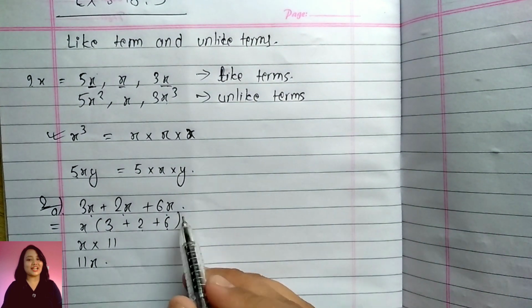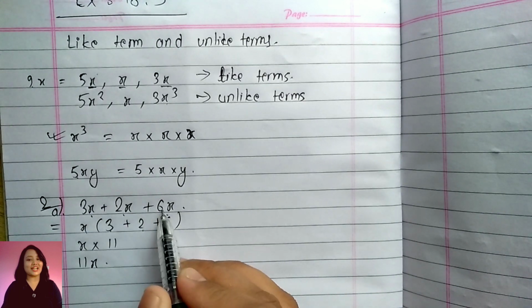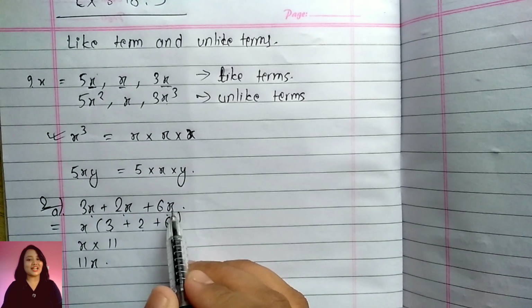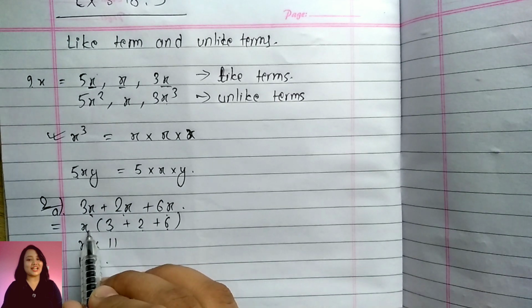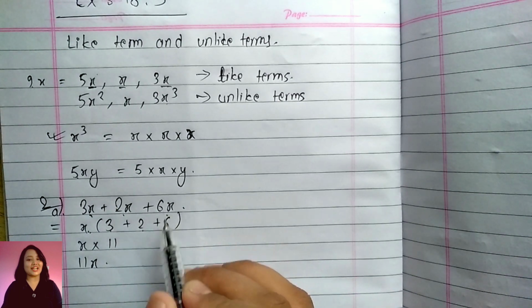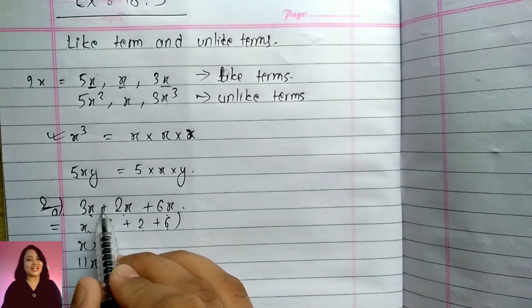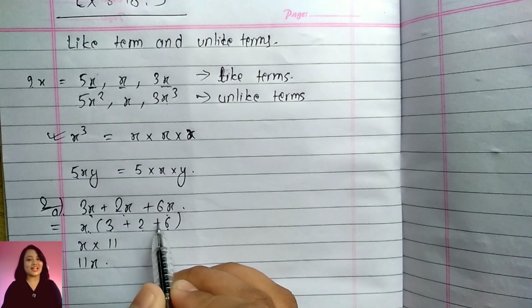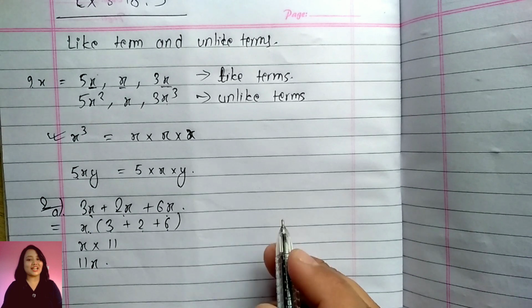So you should know that whenever like terms are given, they can be taken common out, and the remaining coefficients will be added. If there is a subtraction sign, then you have to write a minus sign here. Like that you have to do.